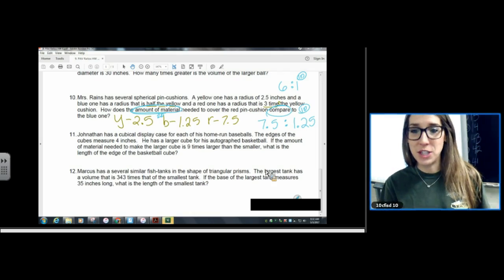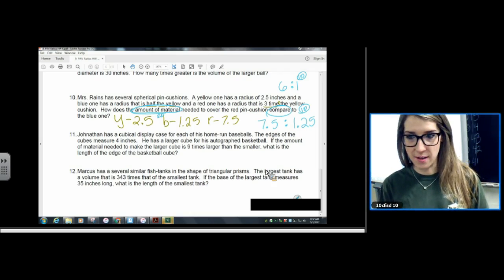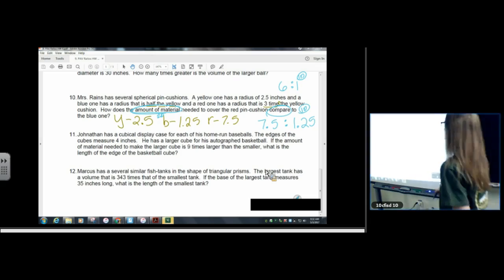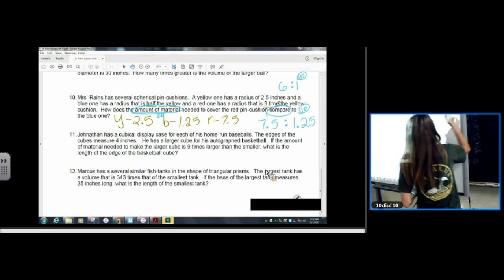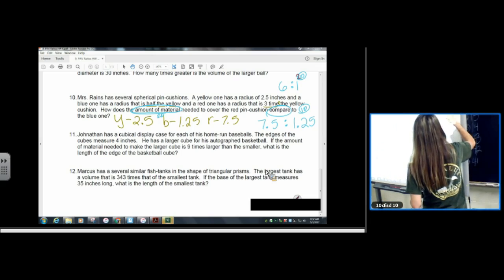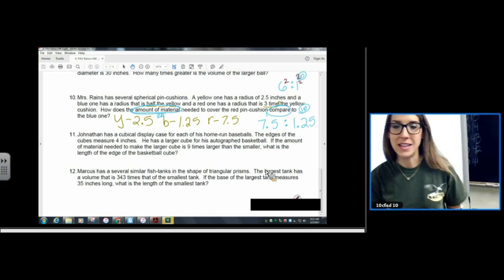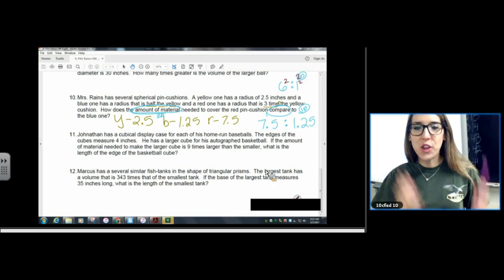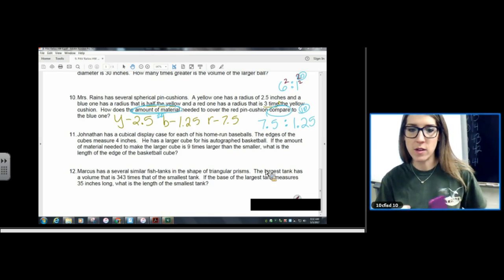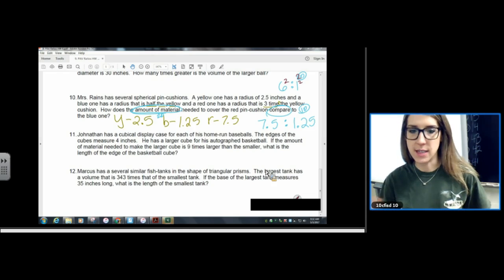We want to know the ratio of their surface area. We want to make it two-dimensional. So the way to make something two-dimensional is to square it. So, how does the amount of material needed compare? You need 36 times the amount of material. 36 times. Okay.